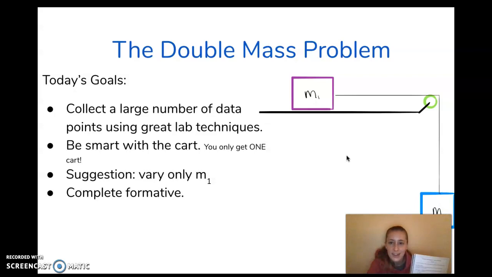A suggestion, maybe only vary the smart cart mass this time. I know some of you wanted to vary m2, but it might be easier with our expression to just vary m1. I'll ultimately leave that up to you. And then you'll move on to completing your formative.